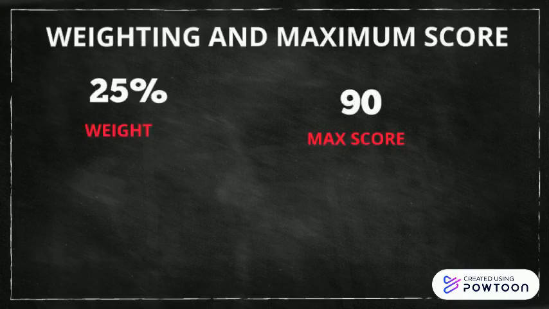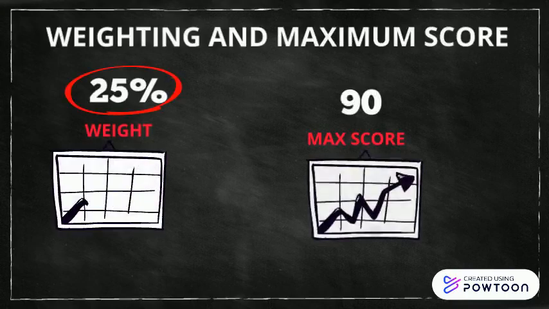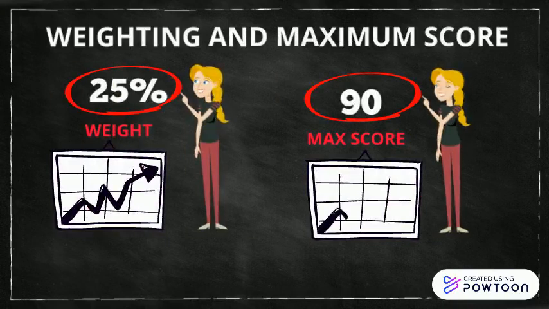Before we discuss further, we see the weighting and the maximum score. The weight is 25%, the listening paper is 25%, and the maximum score that you can get is 90.